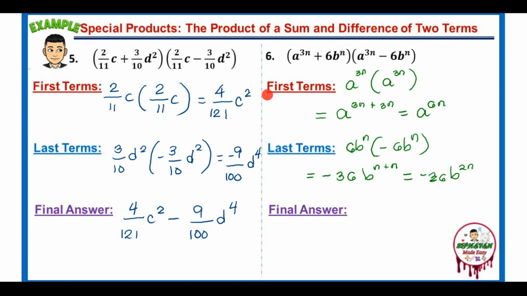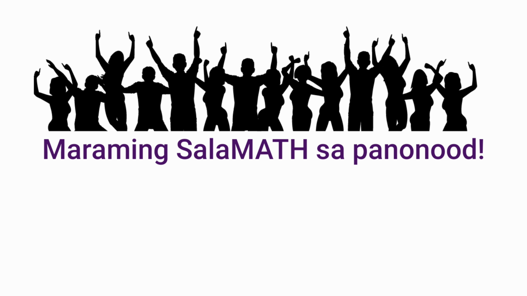To finalize our answer, we're going to add the product of the first terms, which is a raised to 6n, and the product of the last terms, which is negative 36b raised to 2n. Therefore, the final answer is a raised to 6n minus 36b raised to 2n.